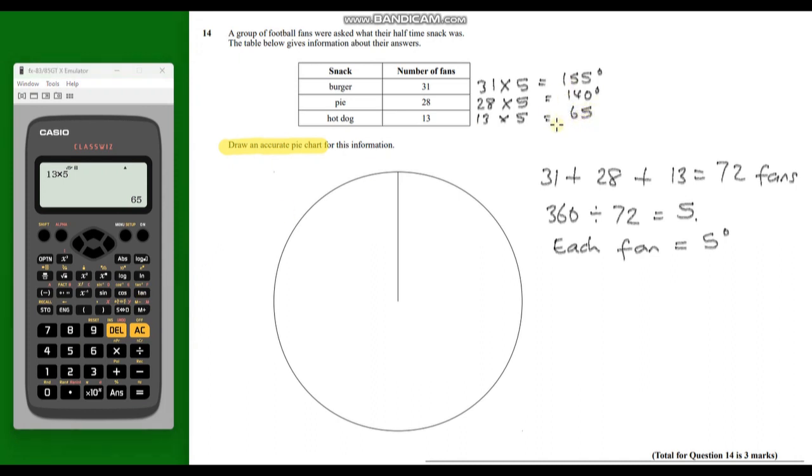Now, if we've done this correctly, they should sum to 360 degrees. So let's just check that. 155 plus 140 plus 65. And indeed, we get 360 degrees. So I'm quite confident that we've got the right sections here.